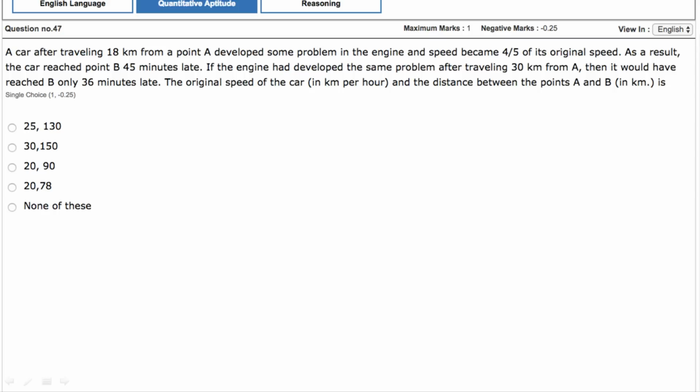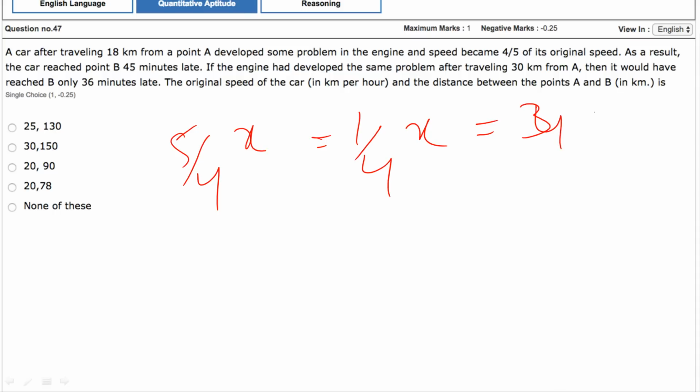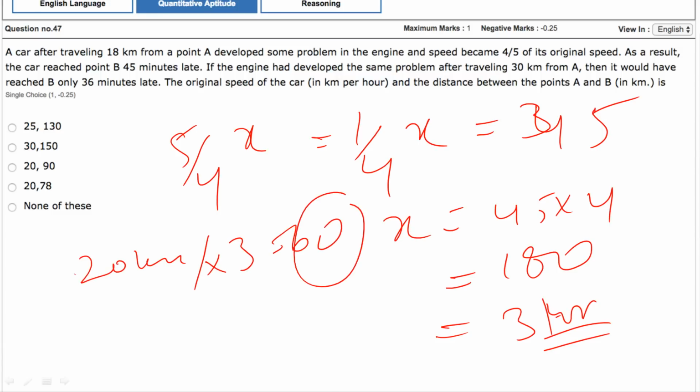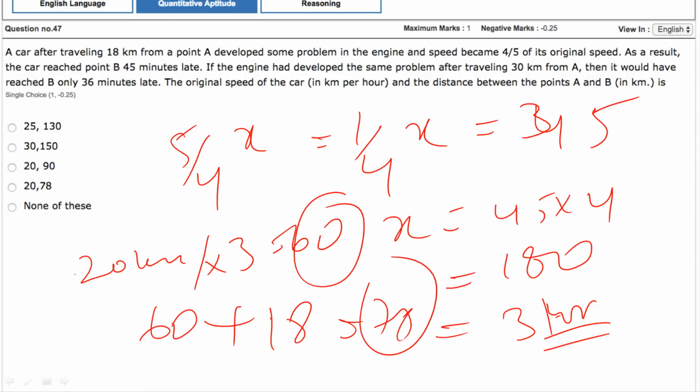In the initial case, again my time increased, the speed ratio was 5/4, which is 1/4 extra, which was given to me as 45 minutes. So x will be 45 into 4, which is 180, which is 3 hours. This was the actual time taken. So in 3 hours, how much will I cover at 20 kilometers per hour? 3 hours will give me 60. So even with this method, 60 was the normal distance, plus 18, the distance traveled, 78. So even if the easier method does not strike you, you can apply the same thing with the other also.